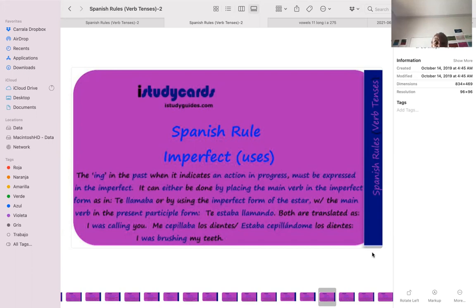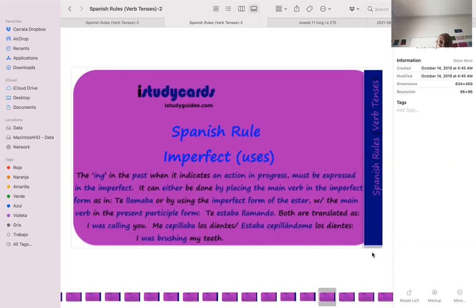So here we go. The ing in the past, when it indicates an action in progress, because you know the ing has a lot of meanings. When you're talking about it in relationship to verbs, for example, I am talking, I was talking, we were talking, we have been talking, that ing is called the present participle of the verb. The present, not the past, the present participle of the verb. But that's not the only time you use ing in English. You can use ing as a gerund.